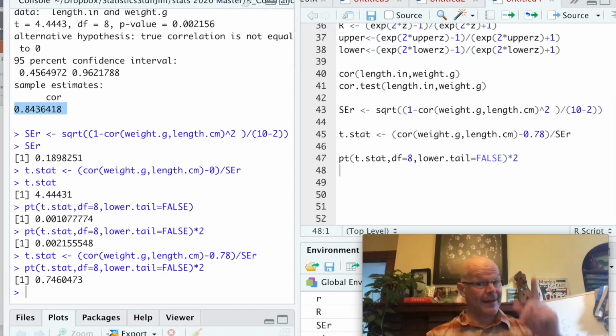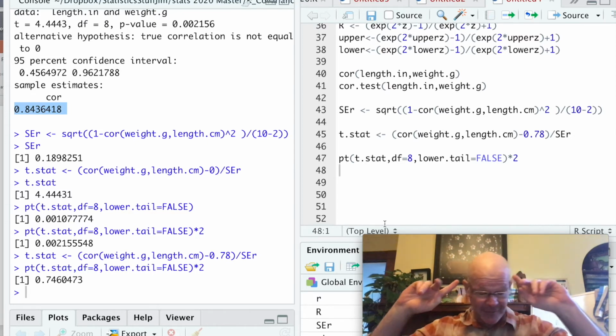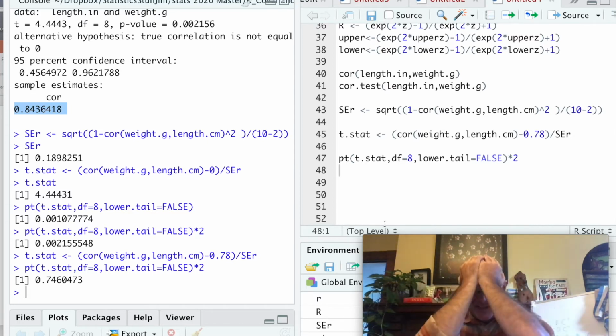Alrighty, not done yet, because as we talked about, it is super important to make sure you have some kind of a clue about what kind of power you might have to say anything, especially if you decide that you are going to accept the null or fail to reject the null. Gotta be careful. Even I gotta be careful. You're never accepting a null. You are failing to reject it.